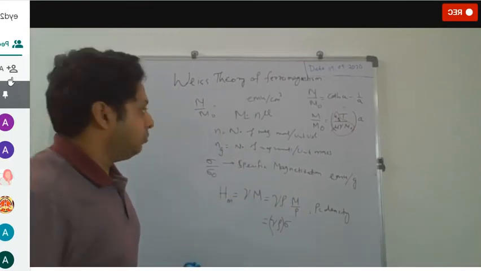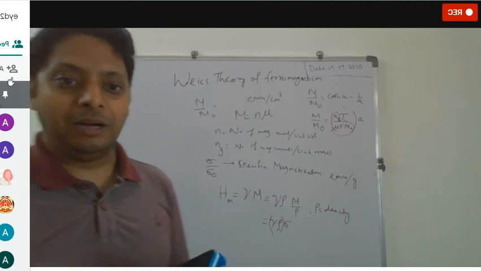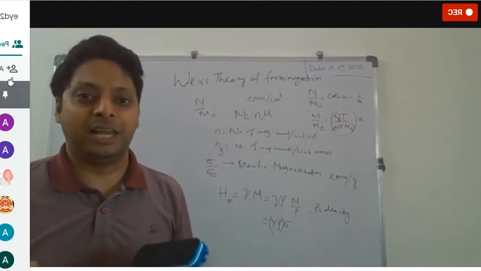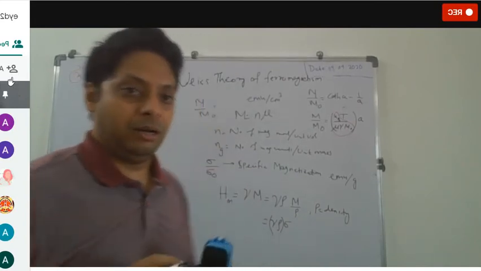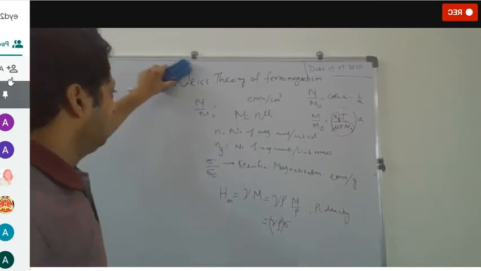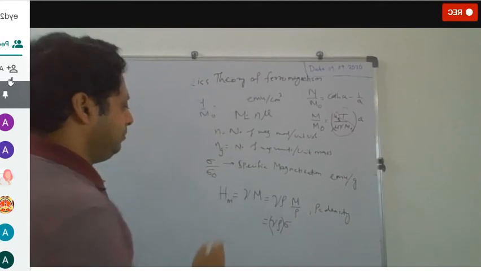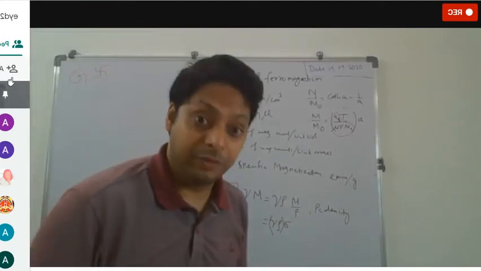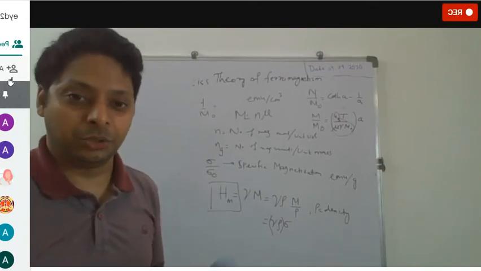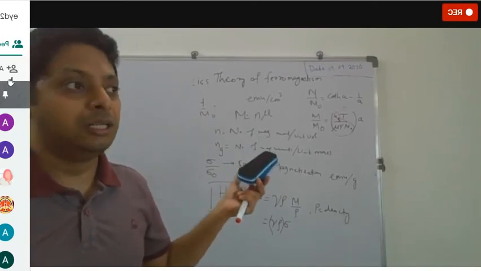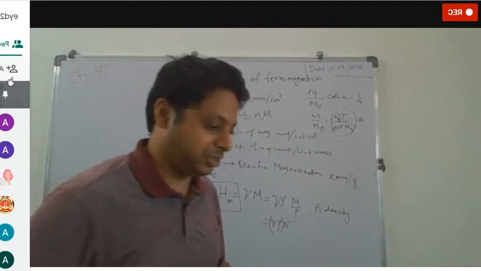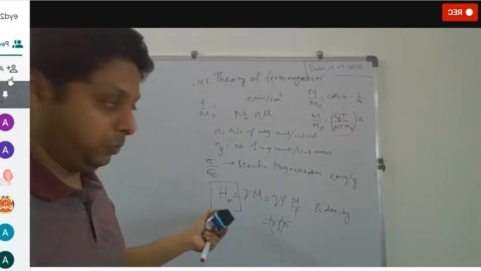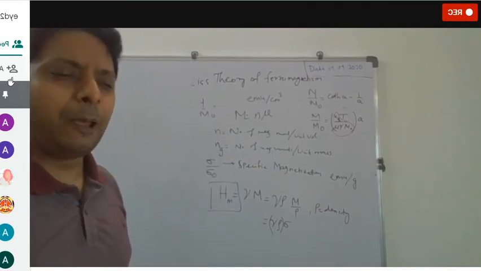When we talk about this molecular field, Weiss did not explain what the physical origin of this molecular field is. So this H_M, what is the physical origin of it? It was not known even until around 1920. This theory was developed in 1906, but the physical reason why we have a molecular field was not clear.